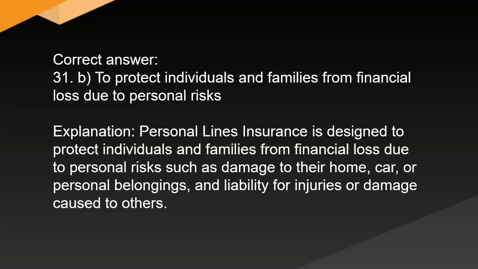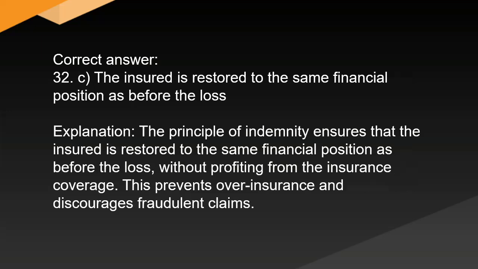Correct answer: B. To protect individuals and families from financial loss due to personal risks. Explanation: Personal lines insurance is designed to protect individuals and families from financial loss due to personal risks such as damage to their home, car, or personal belongings, and liability for injuries or damage caused to others.